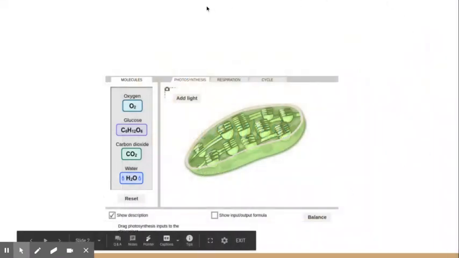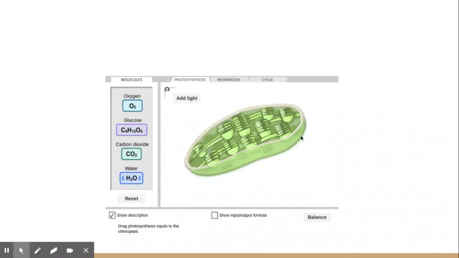So, in this model, you see the chlorophyll right here, and these are the molecules that are needed for photosynthesis: oxygen, glucose, carbon dioxide, and water. Okay?